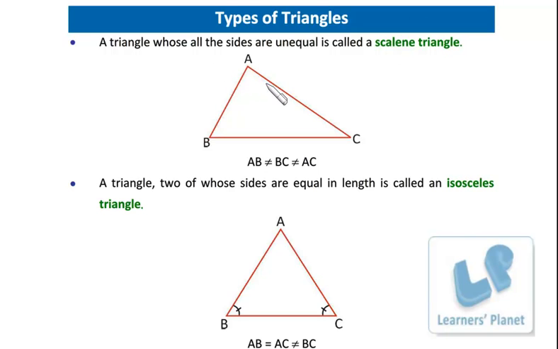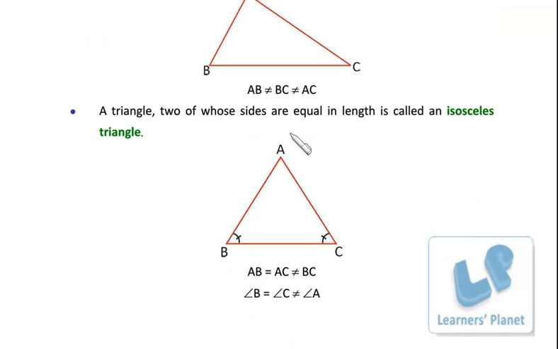So here we can see side AC, side BC and side AB, right? Angle A, angle B, angle C. If all the three sides are unequal, that means the measures of all the three sides are different from one another, then this sort of triangle is known to be a scalene triangle. So triangle ABC is a scalene triangle when the lengths of sides AB, BC and AC, none of them is equal.